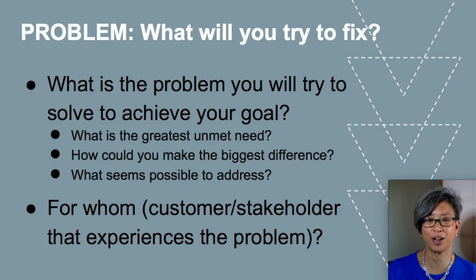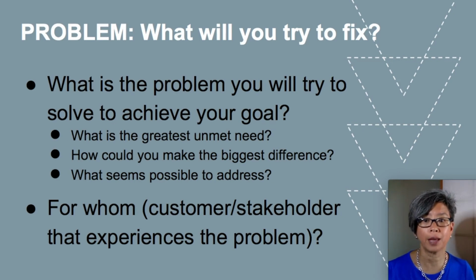So I hope you found the interviews helpful. Now that you've learned a little bit from your stakeholders about the problems that they're experiencing, let's pick what you will try to fix. Think about, what is the problem that is most important to solve to achieve your goal? Where are you seeing the greatest unmet need? Is there a place that you feel like you're in a unique situation to make the biggest difference? What seems possible?